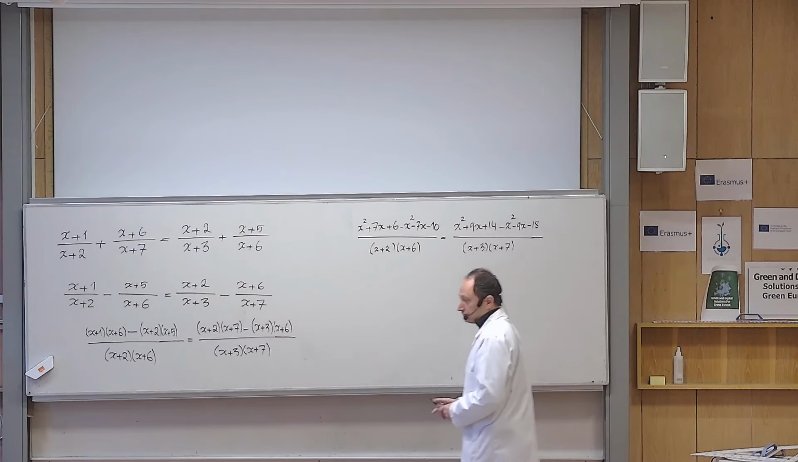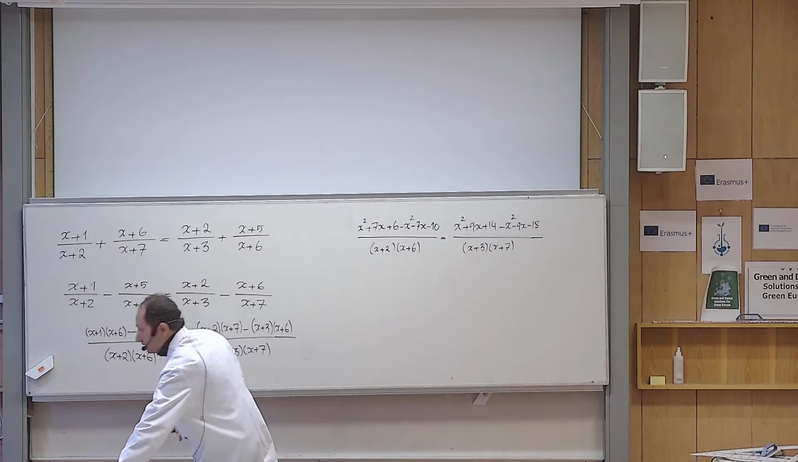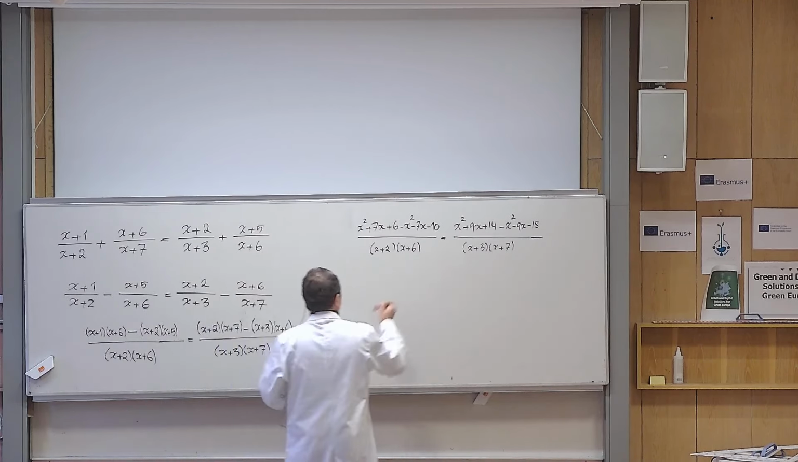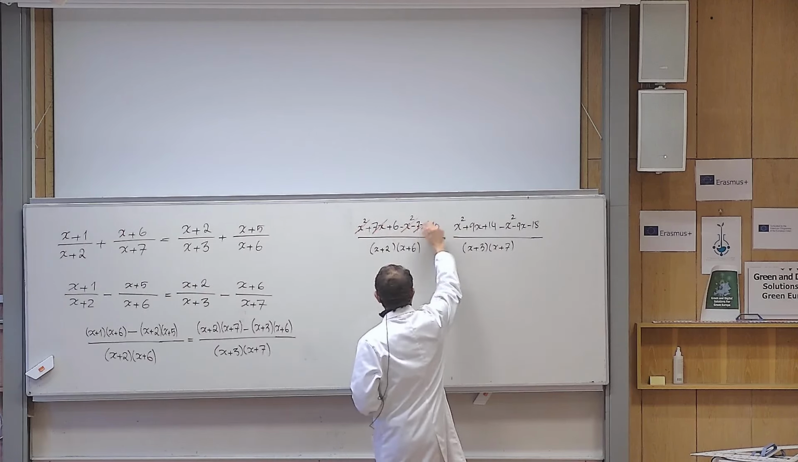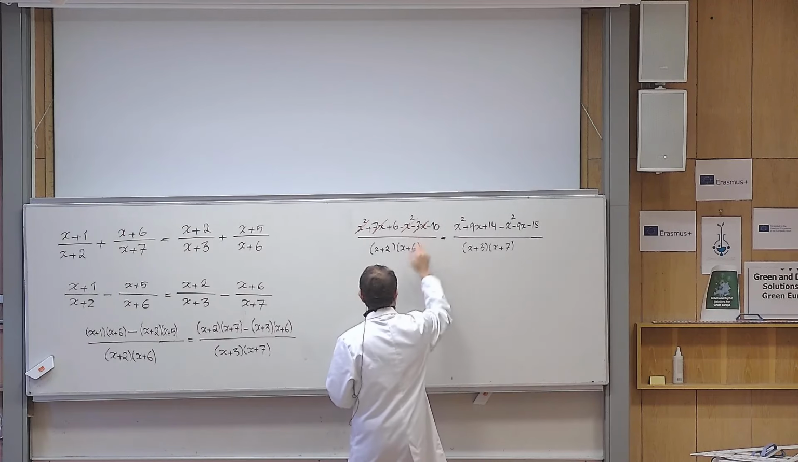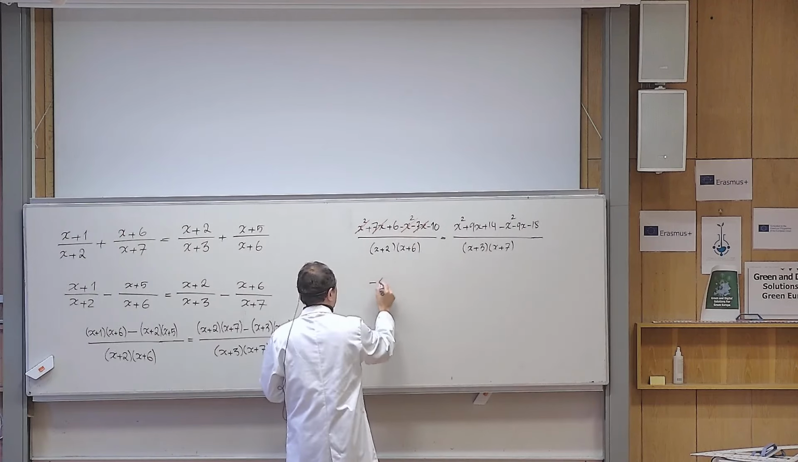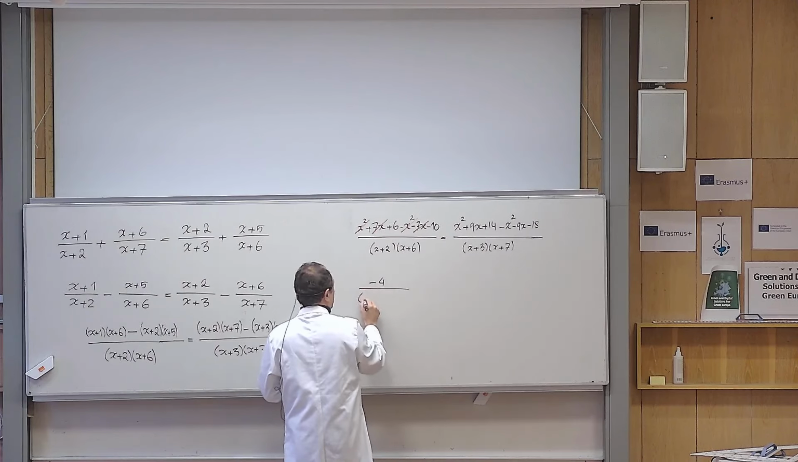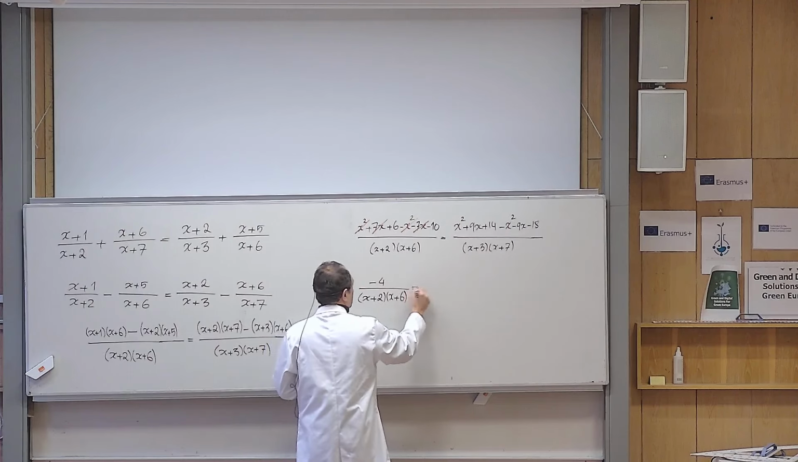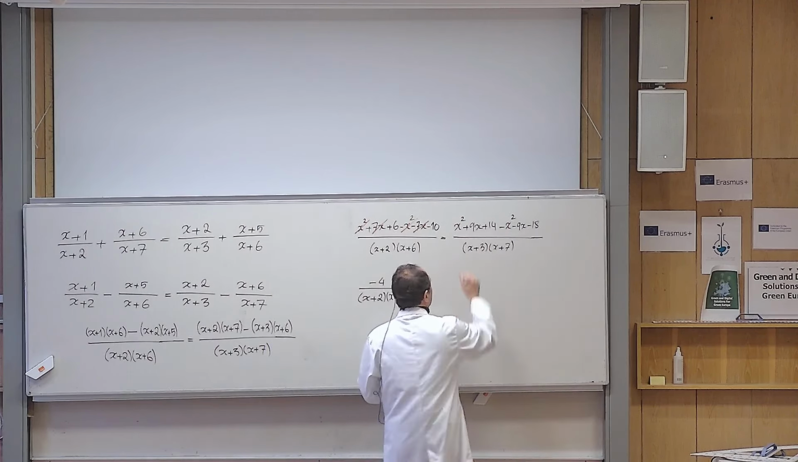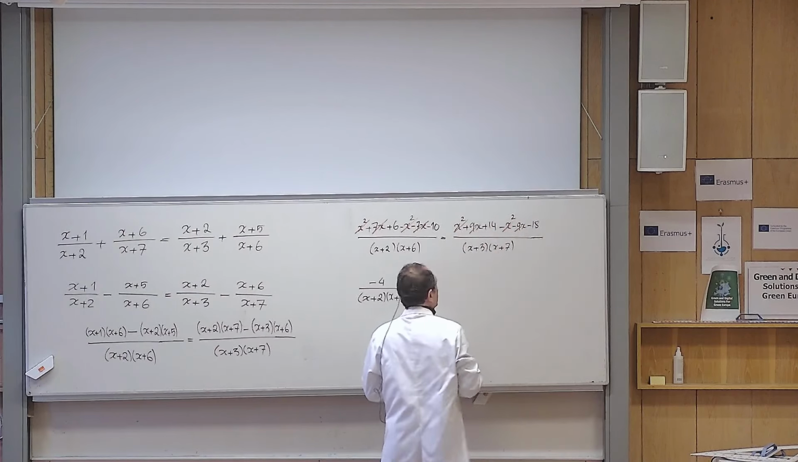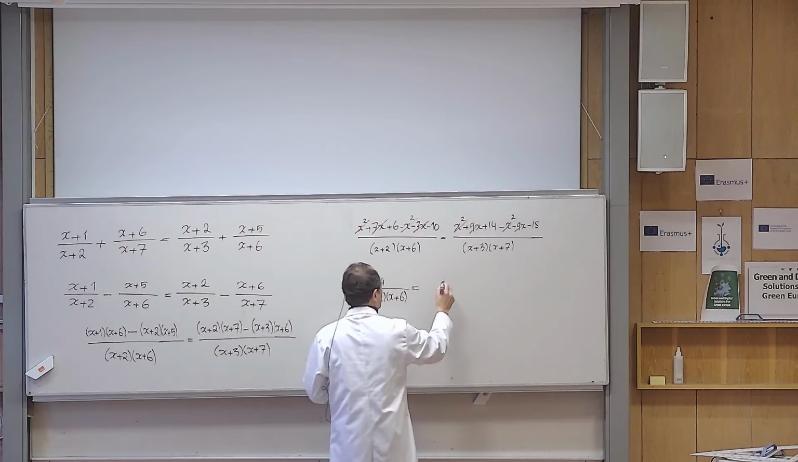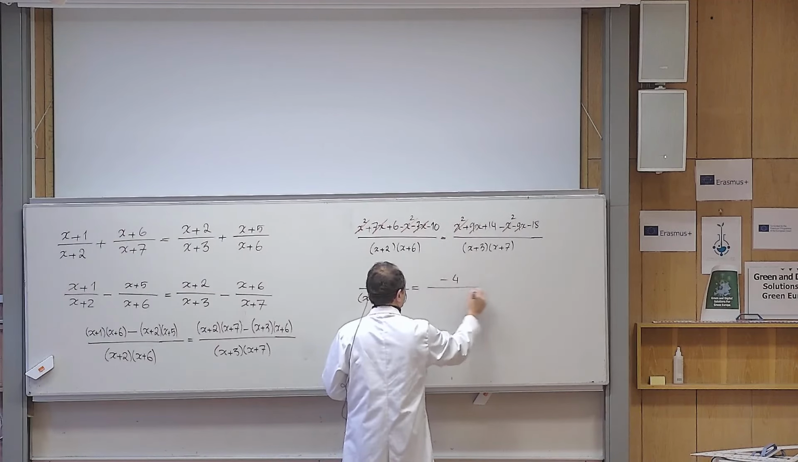Yes? And now you immediately realize what happens: this x squared and x squared are gone, 7x and 7x are also gone, 6 minus 10 is just minus 4, and the denominator is the same. And then what happens here, x squareds are gone, this one is also gone, and then 14 minus 18 is also minus 4, so I'm very lucky now. Yes?